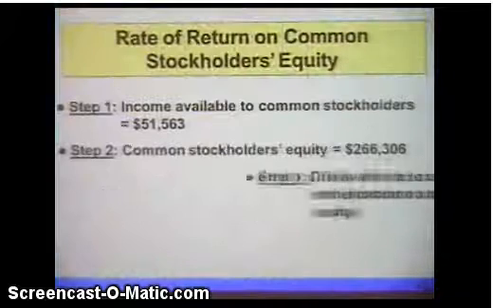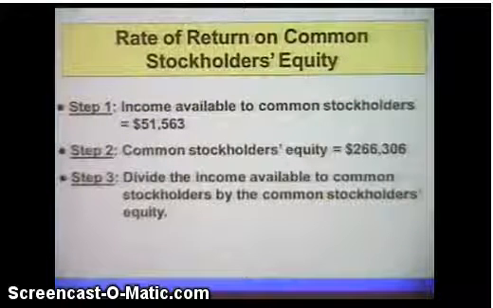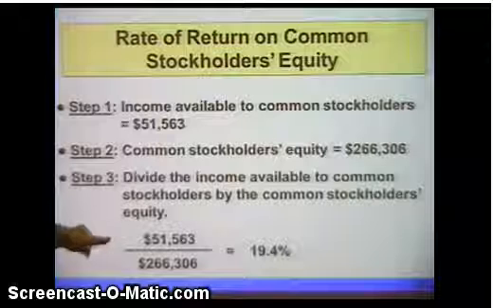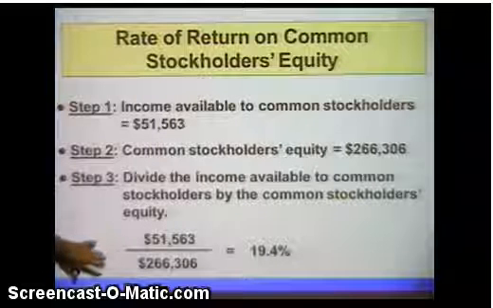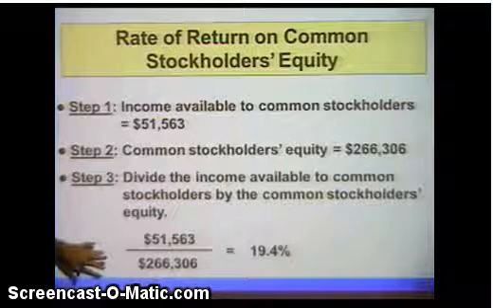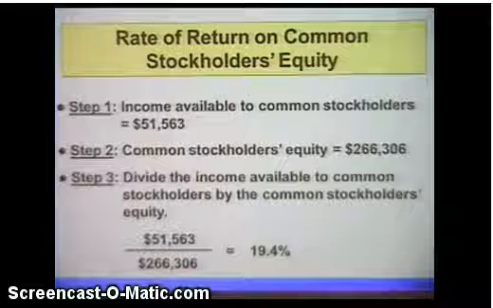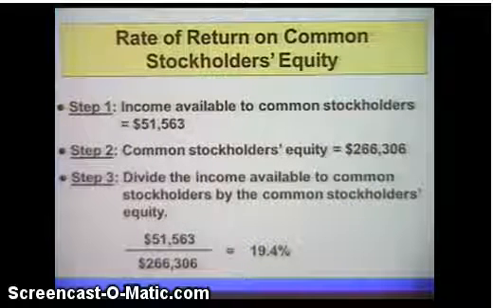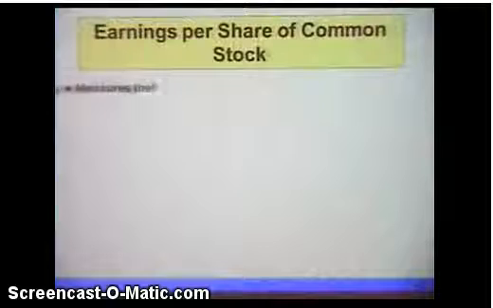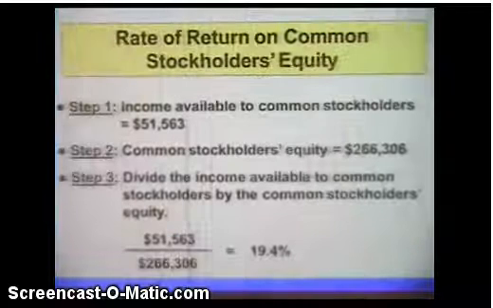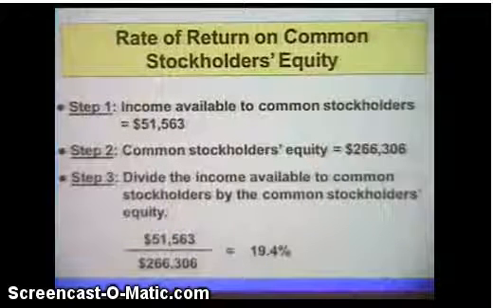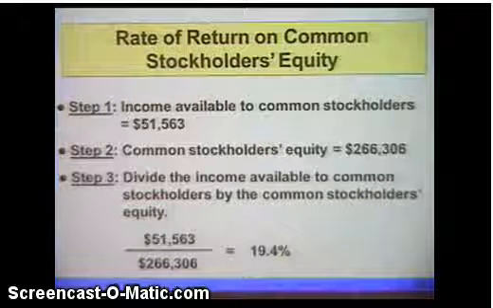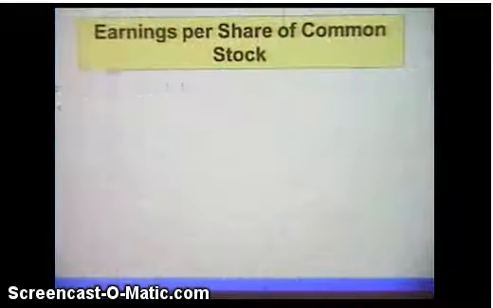So now we have our equity. Then we divide it. Take your dividend or your income available over the equity that the stockholders have. And it ends up being 19.4% return on your common stockholders' equity. Now that's a good return, right? For your common stock, they're going to say, "Well, yeah, stock's going up, good return." All right.